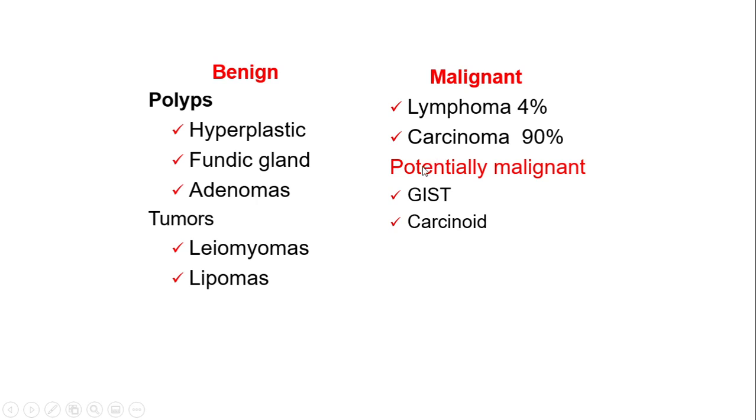According to behavior, the potentially malignant tumors, or tumors of low malignant potential, are the GIST, that is gastrointestinal stromal tumor, and carcinoid, that is a tumor of neuroendocrine cells distributed throughout the GIT.